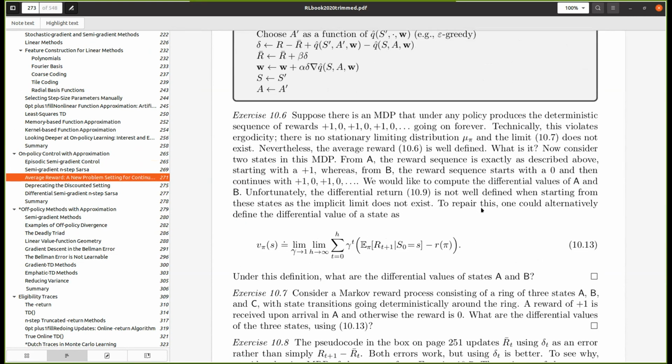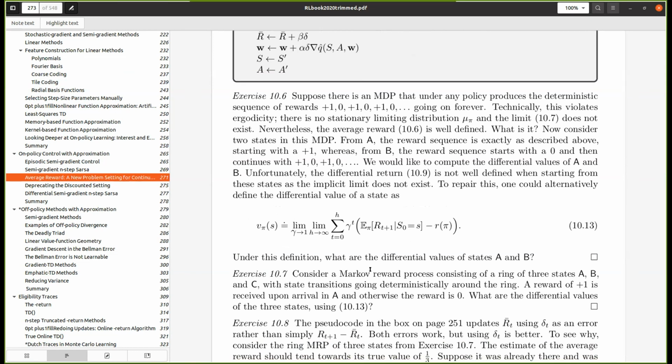But what we can do to work with it, we can take a limit of this expression that we had for the value, by taking the limit as gamma approaches one, right? And making it a kind of discounted formulation, but evaluating the limit when gamma approaches one. In this way, we can compute the value for each state. And to do that, what we need is to open these brackets, we can write the expectation here as a sum.